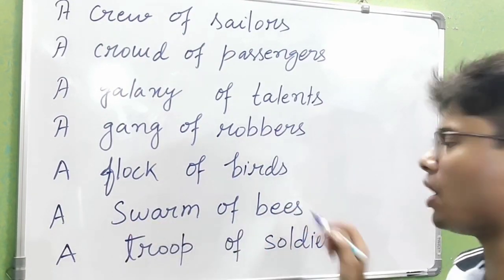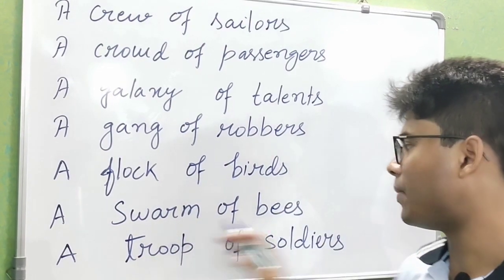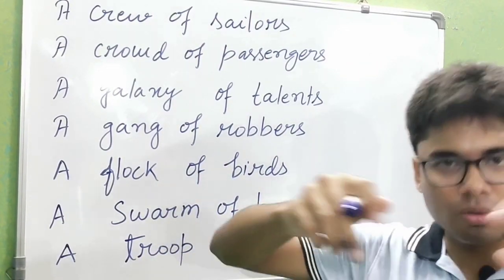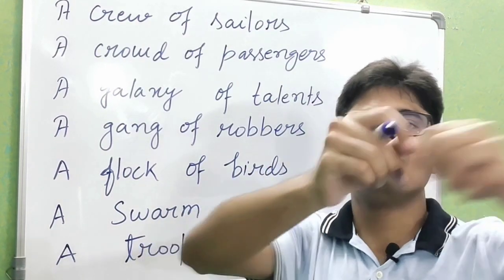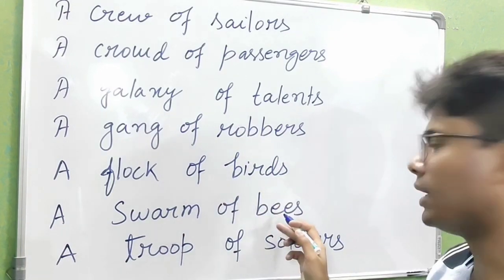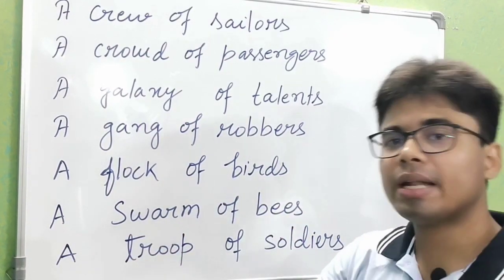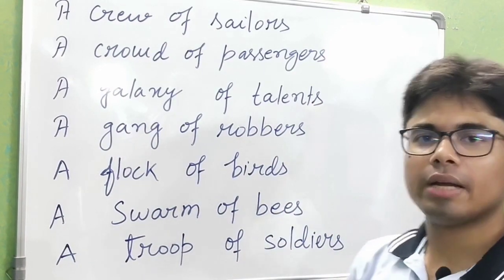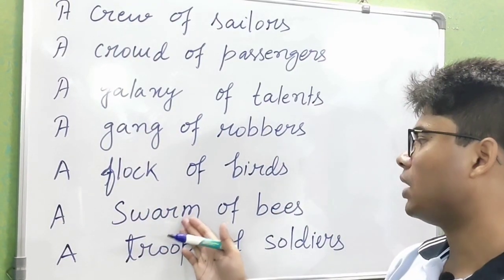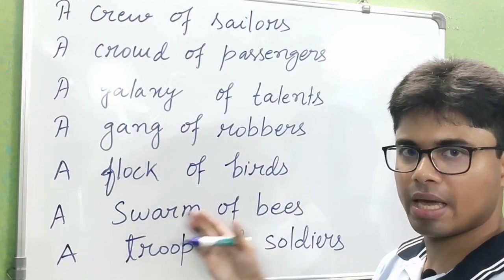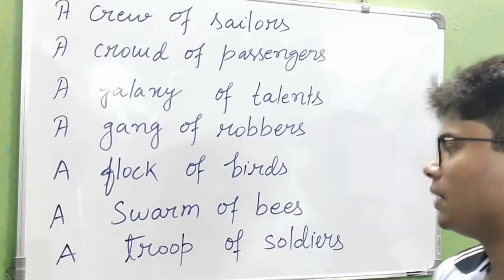Then a swarm of bees. What do you mean by a swarm of bees? Bees, all the time they just stroll from one place to another and they just roam everywhere. So when you are going to tell about their group, then you have to use this word swarm, S-W-A-R-M, a swarm of bees.